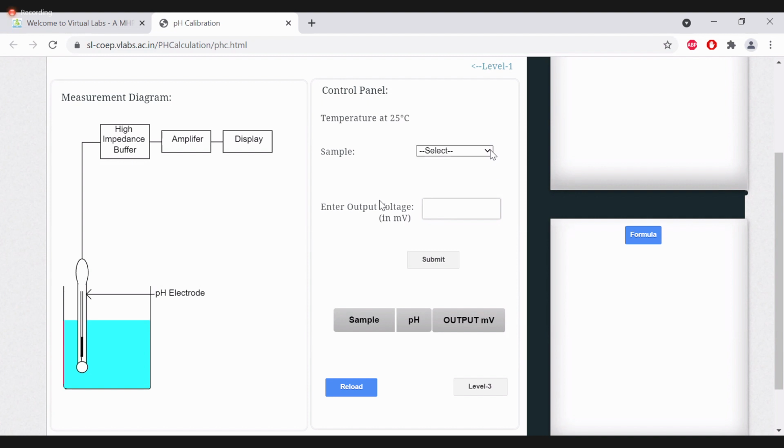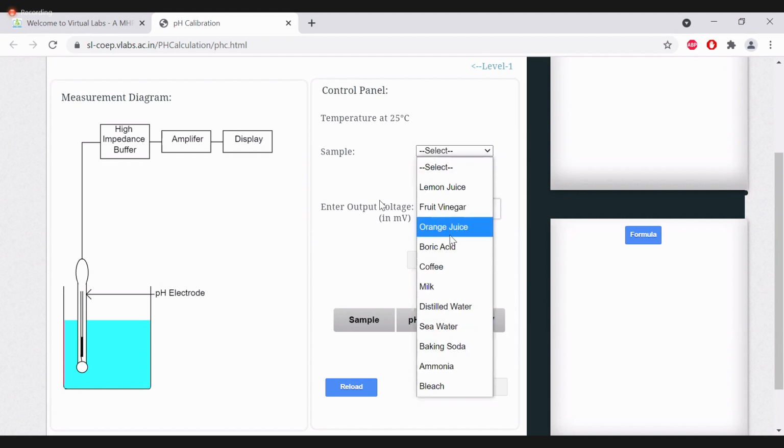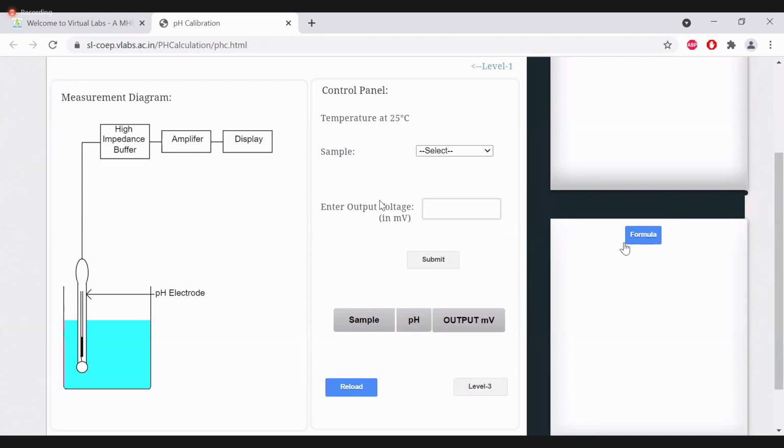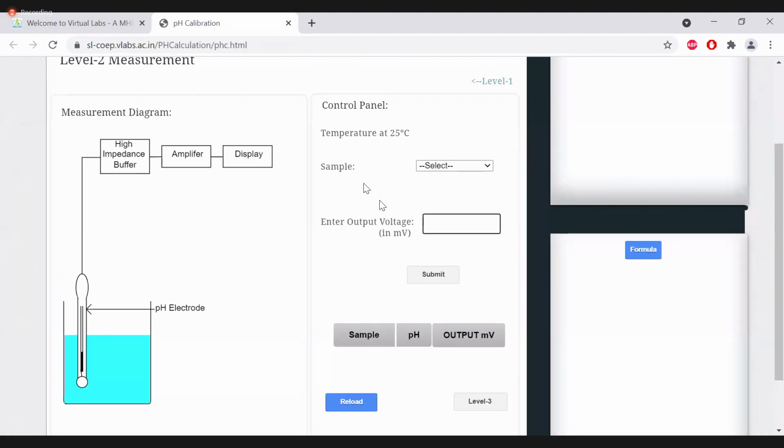Here we can select different liquids: pure acidic liquids, pure alkaline liquids. And we have distilled water also. So randomly you can take a sample, and by using this formula, you have to enter the expected output here. Then you can submit. So if your answer is correct, it will accept that value. Otherwise, it will show it is a wrong value. Once all of you complete level 1 and level 2, then we can go to level 3.